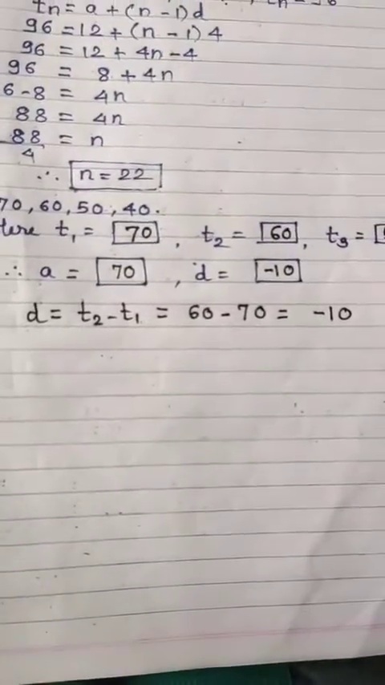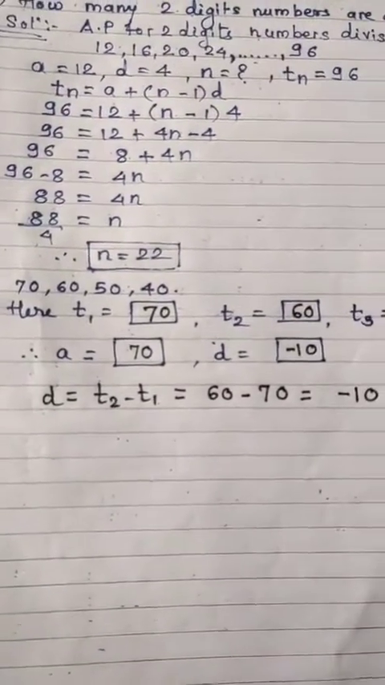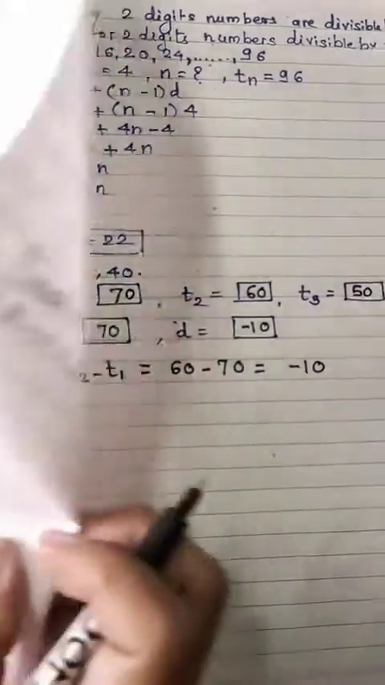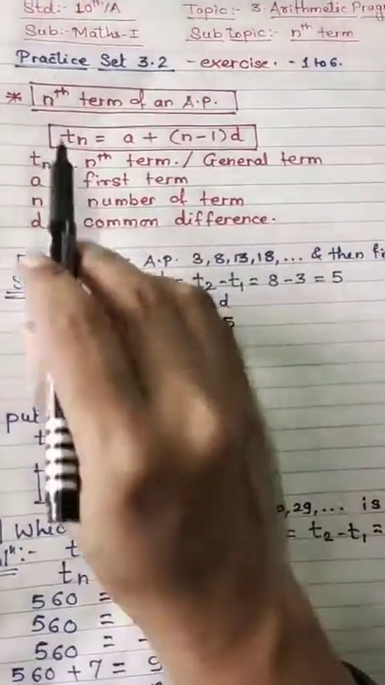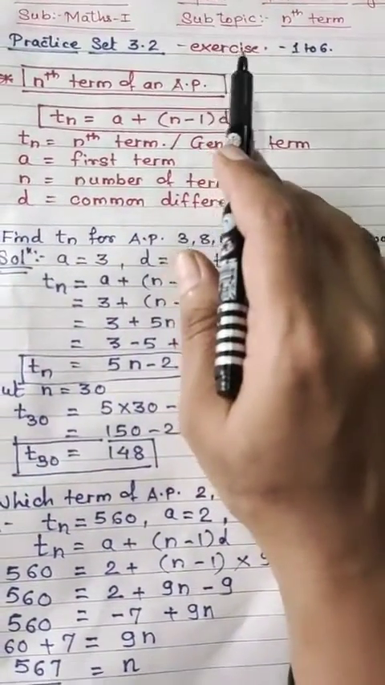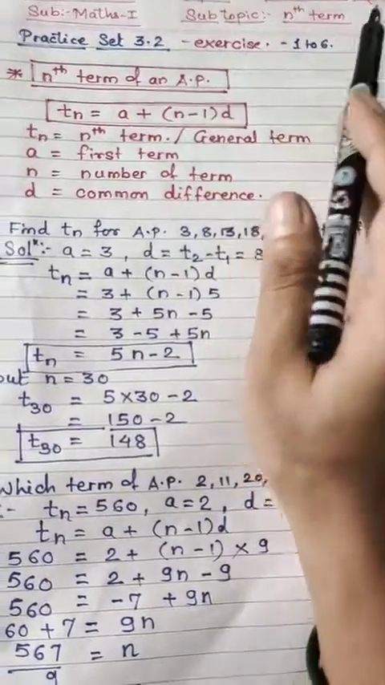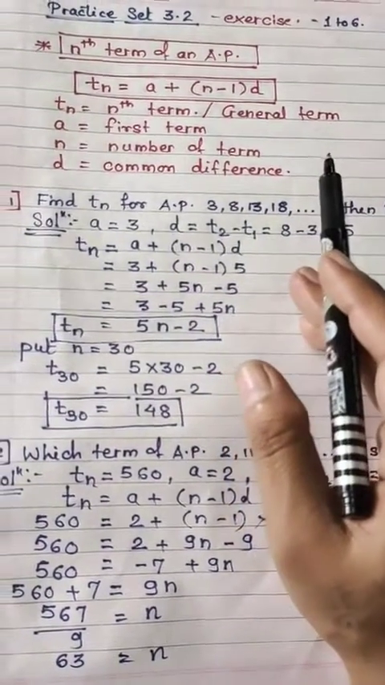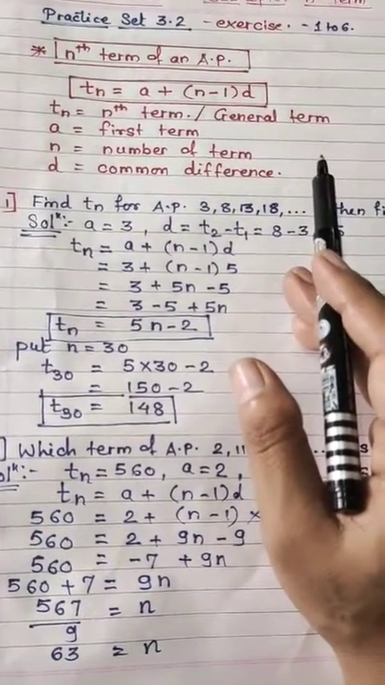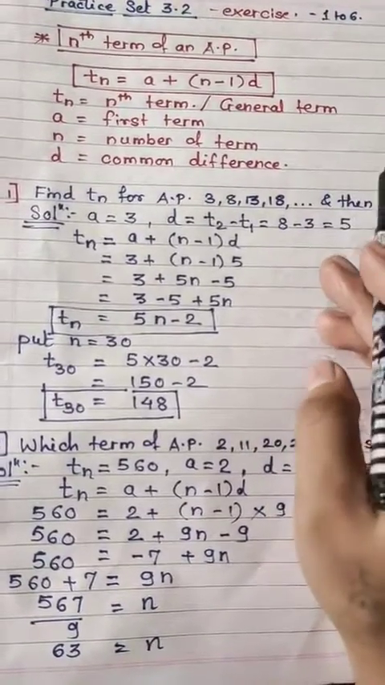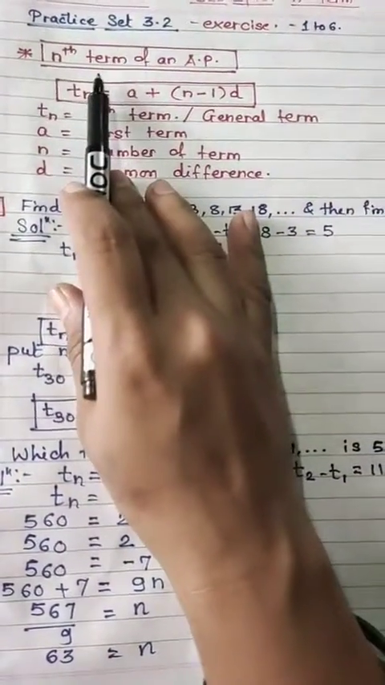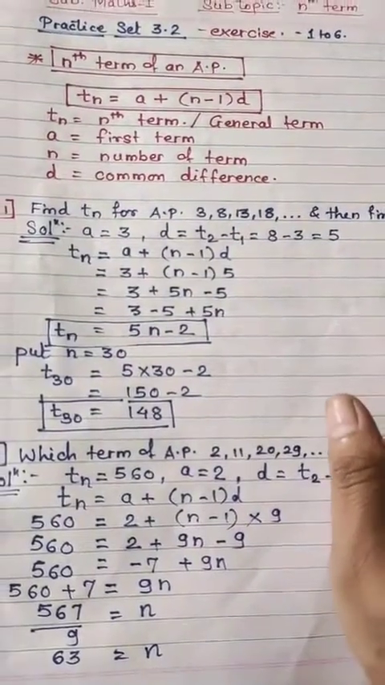Students, based on the examples which I have taken in today's lecture, you have to solve practice set number 3.2. Questions number 1 to 6 you have to solve in your notebook. Make a PDF of all solved examples. Also do the exercise and solve the examples from practice set number 3.2.